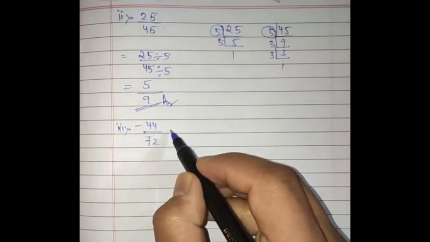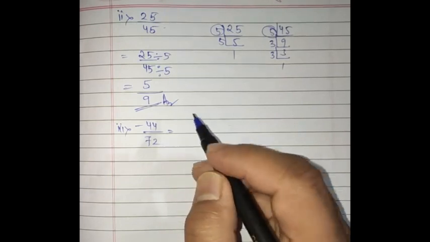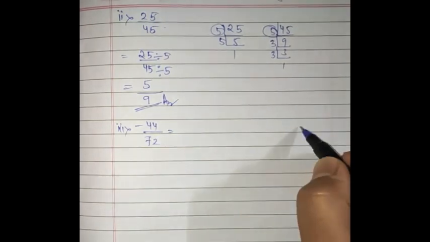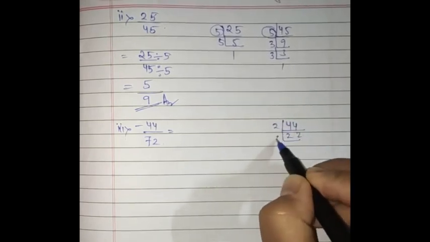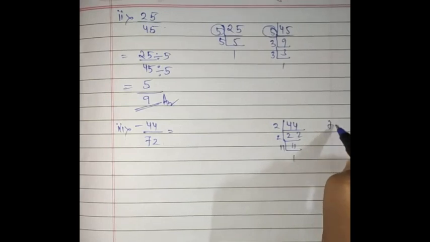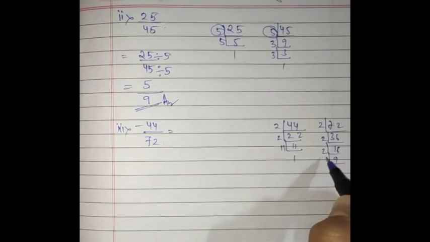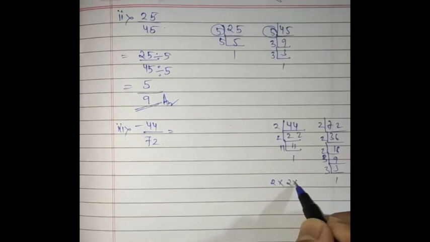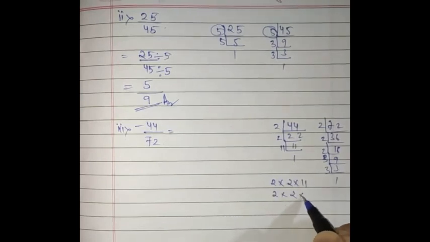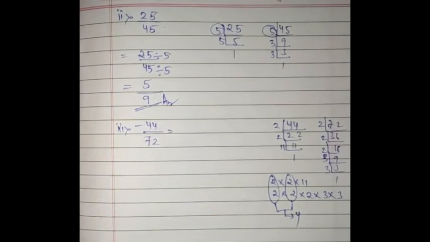Here we have the next question, to convert the given rational number into the simplest form. Okay, so you can find the HCF of 44: 22, then 11, 11 1s. Again 72: 36, 18, 9, 3 3s are 9 and 3 1s are 3, right? So 2 into 2 into 11, and 2 into 2 into 2 into 3 into 3. So the 4 is your HCF. 4 is the HCF of 44 and 72.